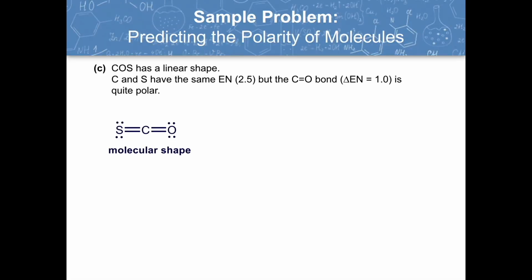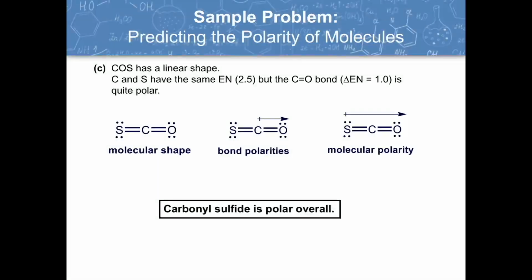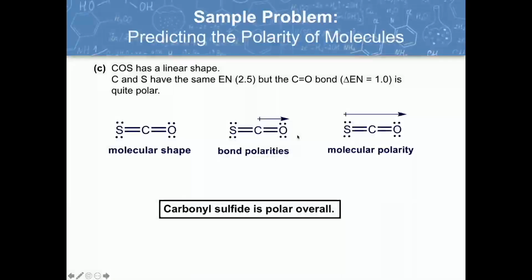For our last example, we have carbonyl sulfide. We have here a linear molecule. With carbon and sulfur having the same EN values, we can say that the bond is nonpolar. However, between carbon and oxygen, the bond is polar because they have an EN difference of 1. Therefore, there is a net molecular polarity towards oxygen. Since there is a dipole moment here, we can say that carbonyl sulfide is a polar molecule.